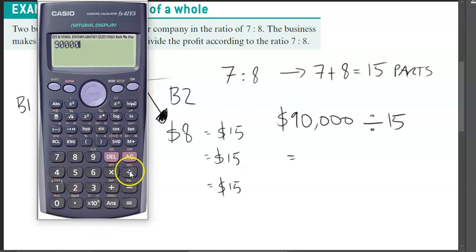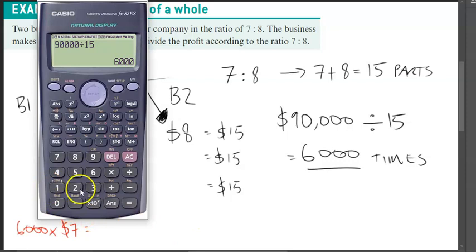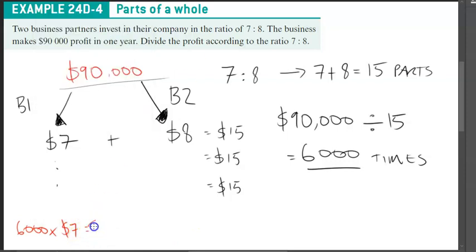So 90,000 divided by 15. So we're going to do this 6,000 times. We're giving business 1 6,000 lots of $7 and business 2 6,000 lots of $8. So let's work this out. 6,000 multiplied by 7, and this will end up giving us 42,000. So business 1, B1, 42,000.